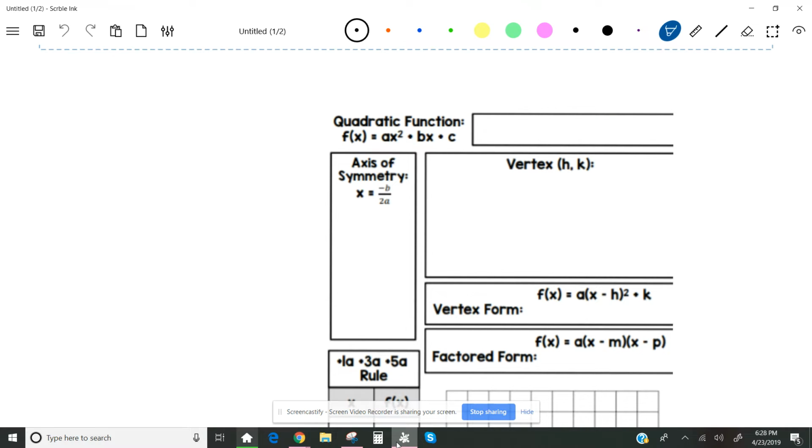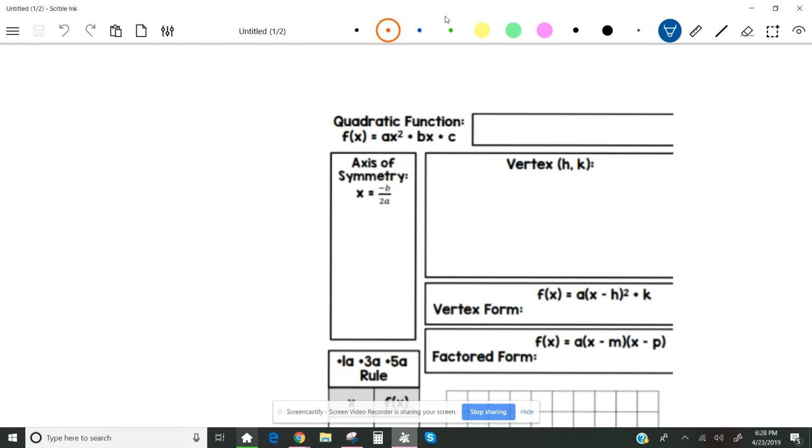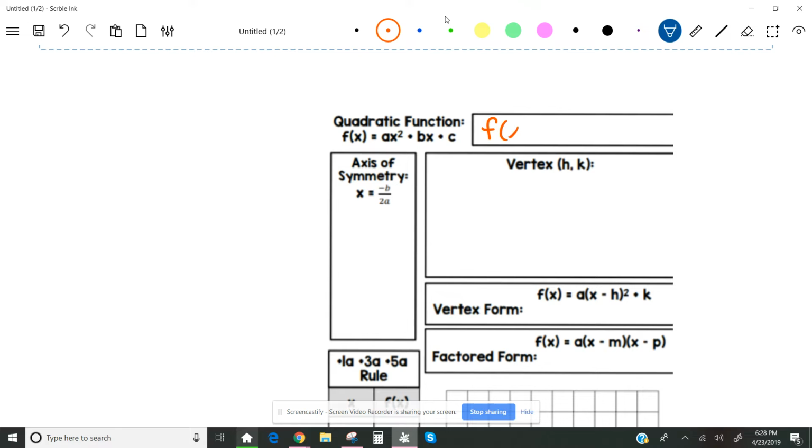Okay, so we're going to start with the second problem that we're going to work on. The second problem is f of x equals x squared plus 6x plus 8. So we need to define our a, b, and c based on our quadratic function that's over here. So a is 1, b is 6, and c is 8.